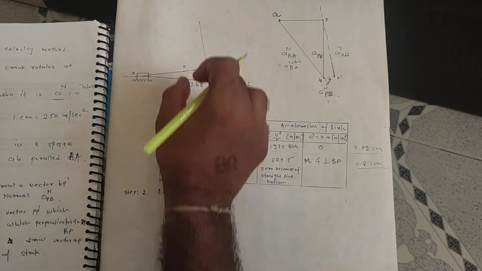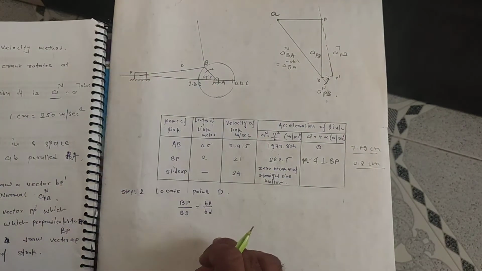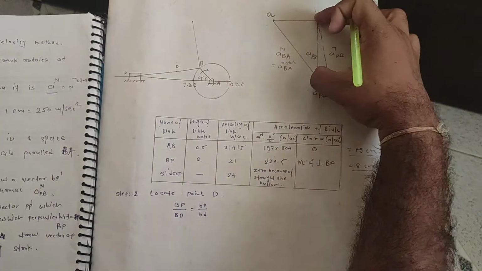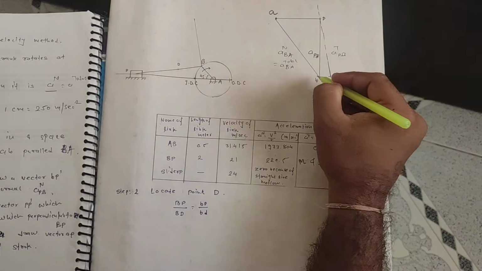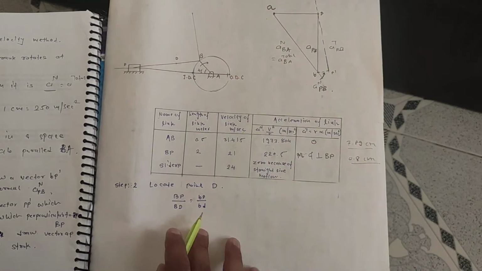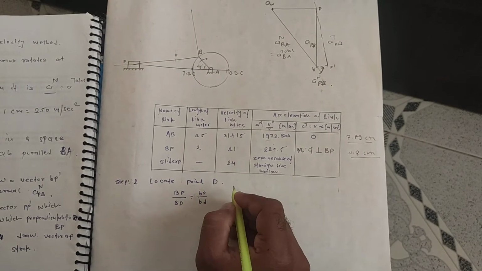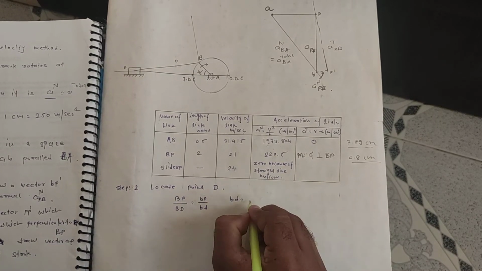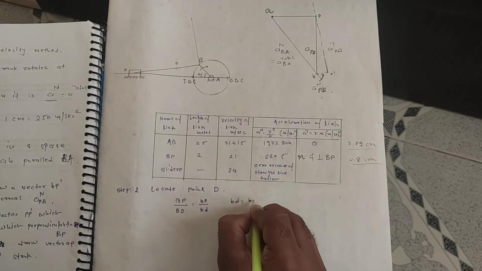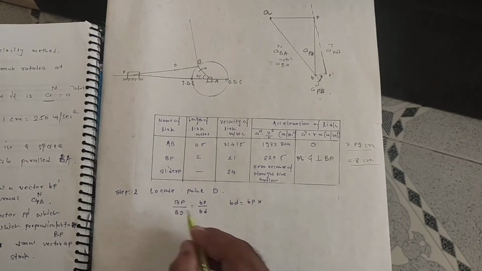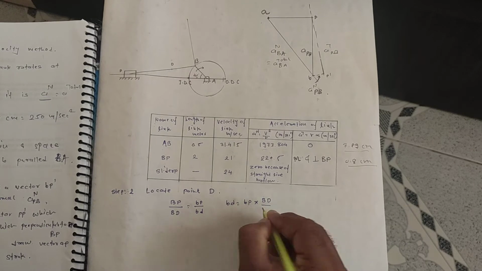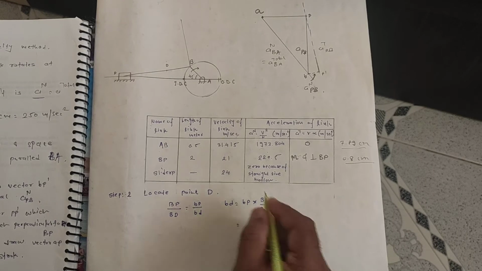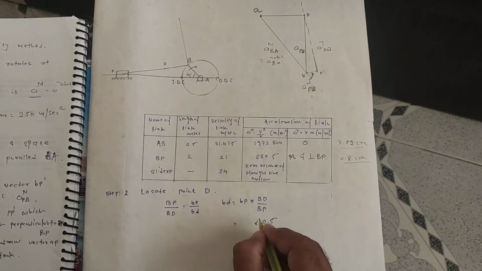So we have a length BP and we have a length of BD. From this diagram we have the length of the total BP, but the distance from B to D we have to find out by using this equation. So we write that BD is equal to BP into BD upon BP. Clear?